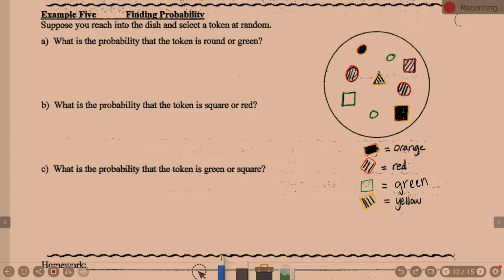Now, green, guys, is just not shaded in. So orange is anything shaded in full. Red are the diagonal lines going up to the right. Green is just not shaded in figures. And yellow are diagonal lines going up to the left. There's only one. Yes, there's only one. It's only that triangle that has lines going up to the left. So I went this morning and outlined them just to kind of help out here.